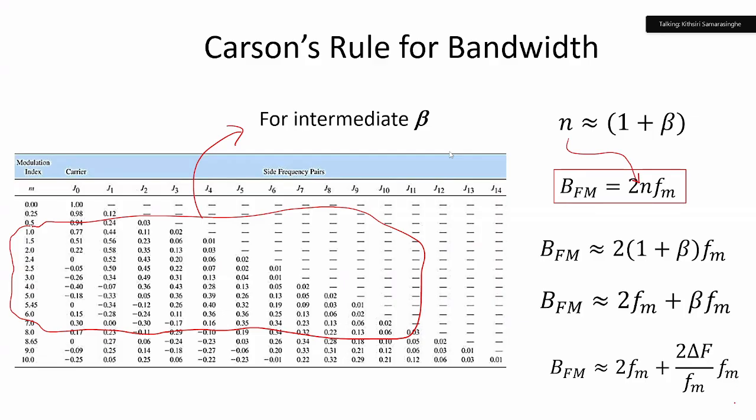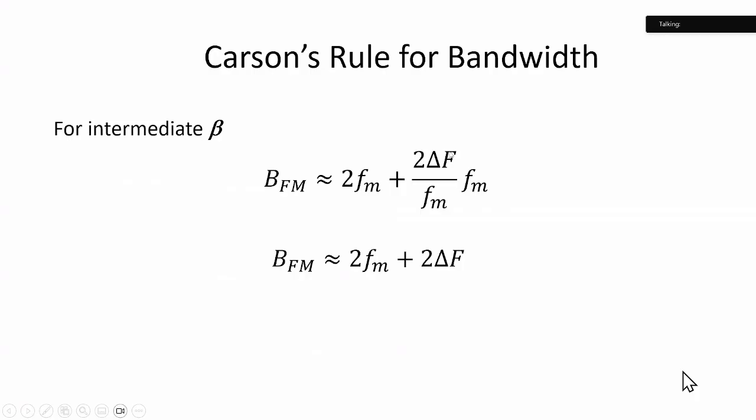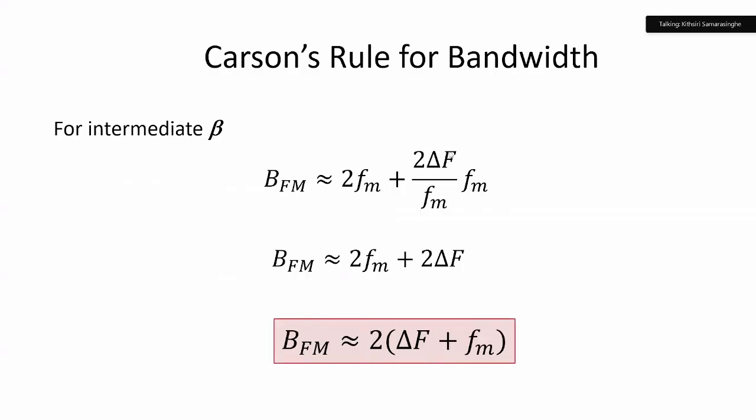Beta is delta F over FM. Therefore, this will cut off. You will get bandwidth 2FM plus 2 delta F, which will be approximated to 2 delta F plus FM. So 2 times peak frequency deviation plus modulating signal frequency is the bandwidth. I think you studied this as Carson's rule in a previous semester, right?